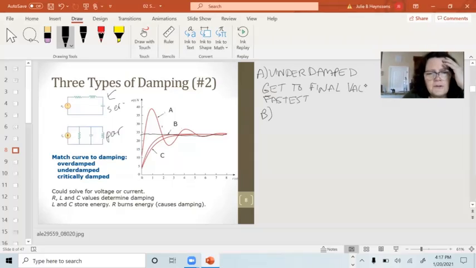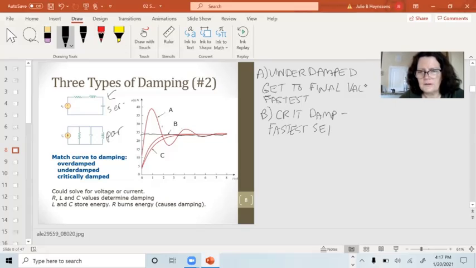B, if you look at B, this is called critically damped, is the name we've given this. And the advantage of B is that it settles to within like 1% or 0.01%, whatever you're shooting for. It's going to settle the fastest. Something you'd use for a precision measurement.